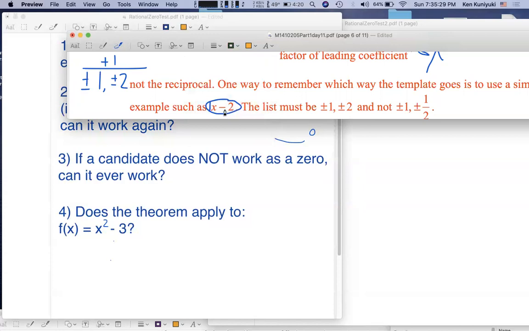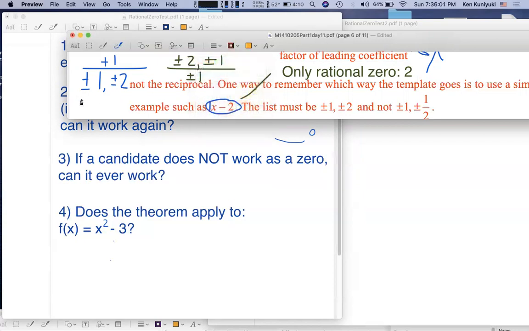the factors of negative 2 over the factors of 1? Plus or minus 2 over plus or minus 1. Well, here's the deal. What is the only rational zero of x minus 2? The only rational zero is given by 2. Well, how can we get 2? Can we get a 2 from here?